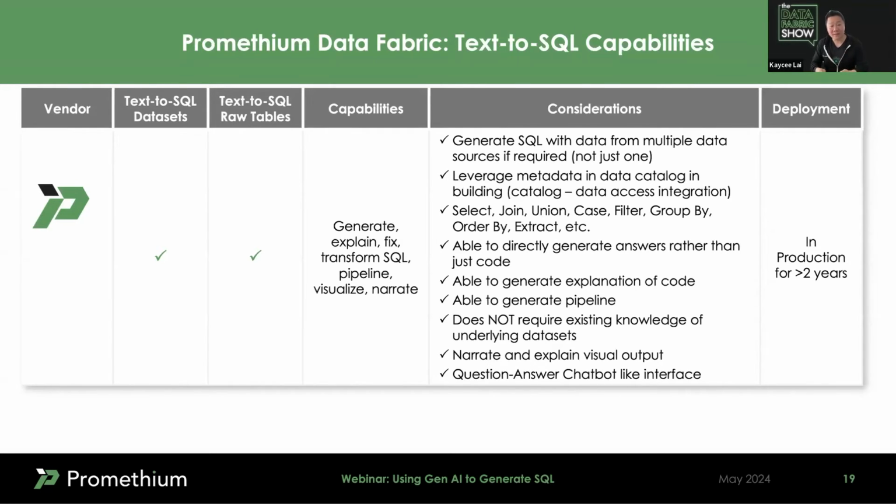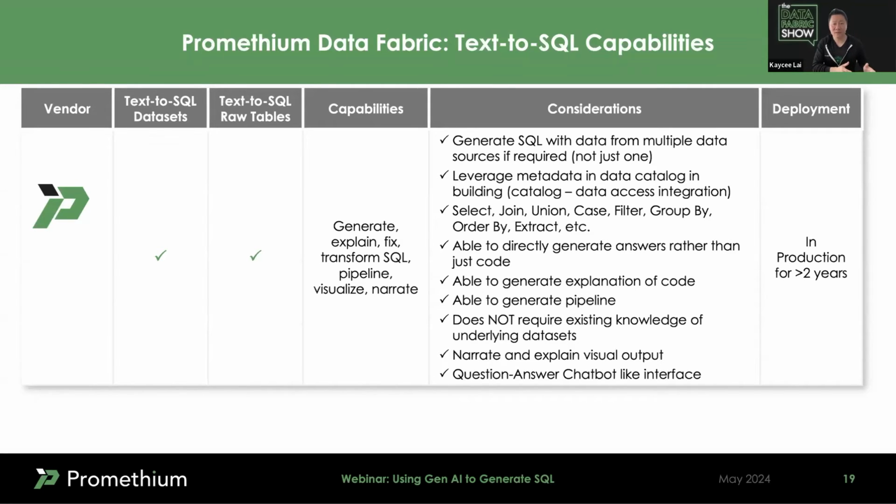You can pipeline the data through generative AI. You can visualize through generative AI. You can narrate through generative AI. So it gives you a way to see whether or not you can trust the output, right? Because if you can see it, you can move it to a different place to consume it. And if it does the explanation or the narration for you, it gives users a higher degree of trust, right? So those are the raw capabilities and the consideration, right?